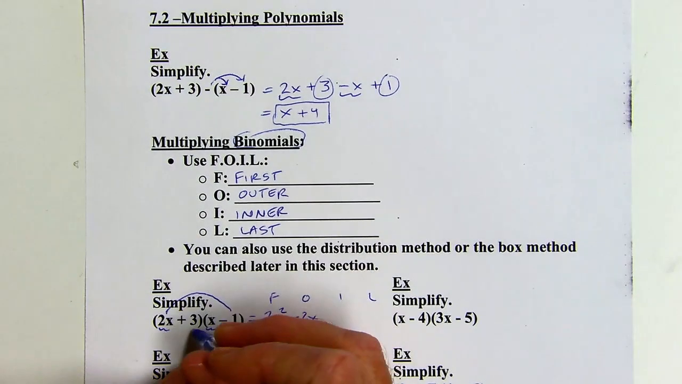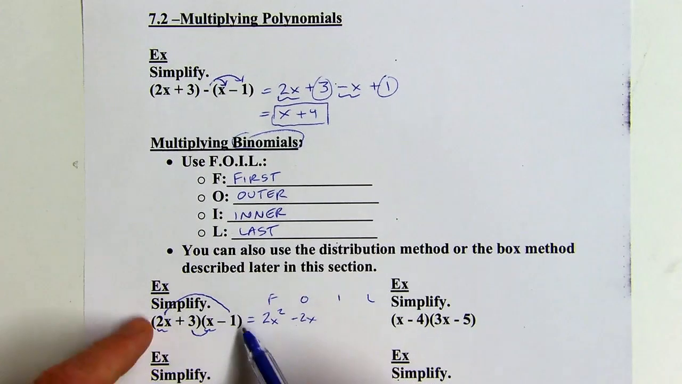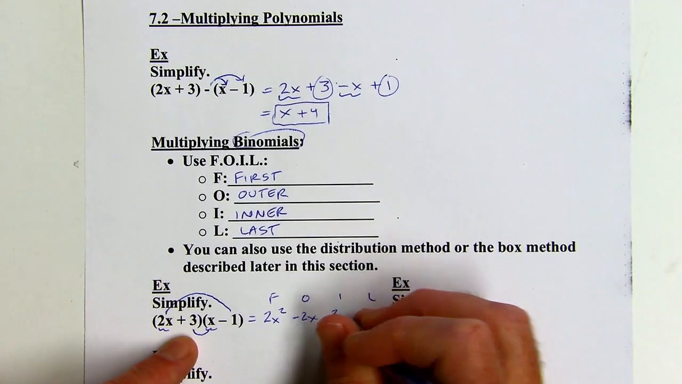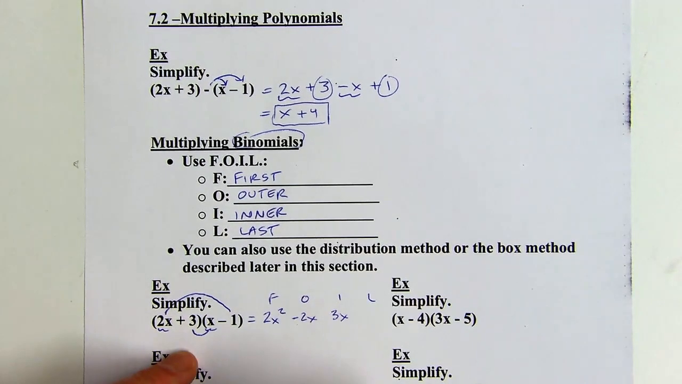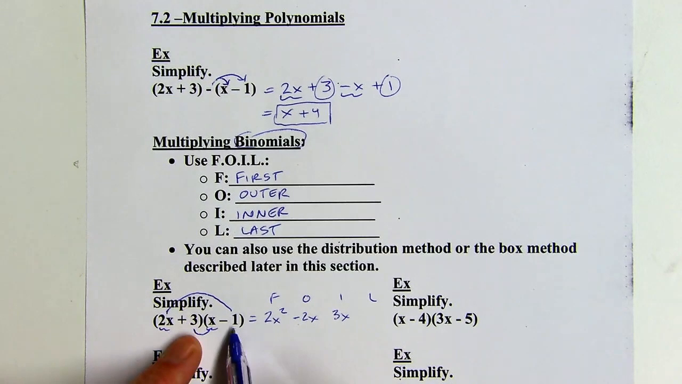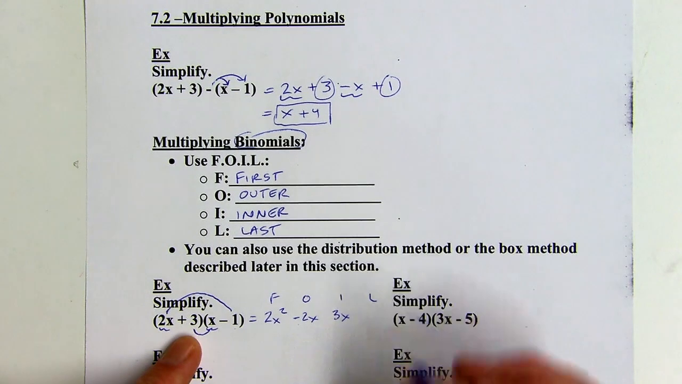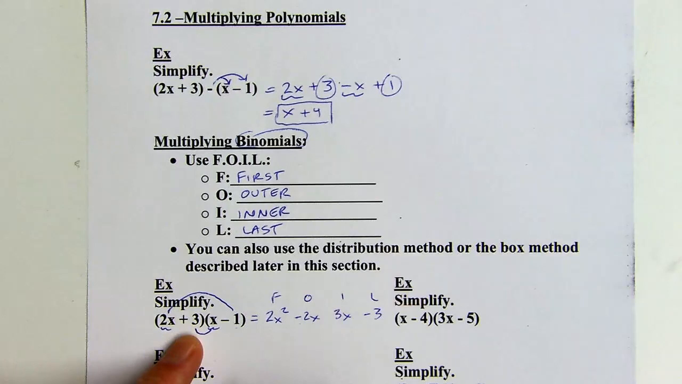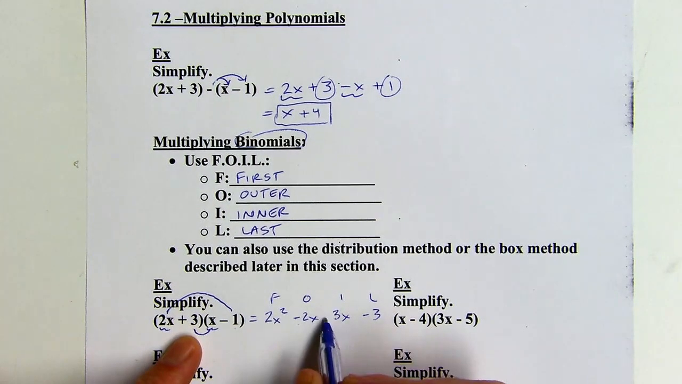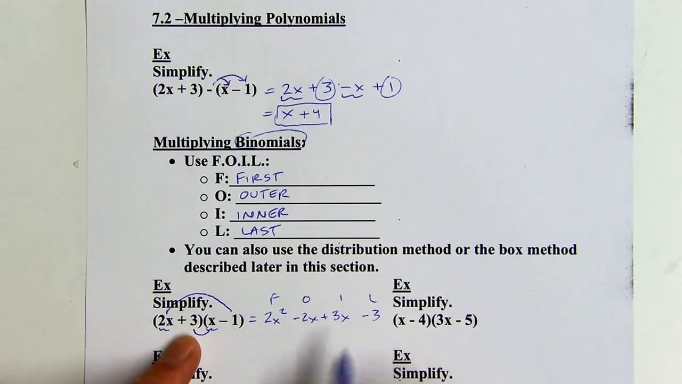Okay, and then I'll do the inner. That means the two on the inside. So 3 times x is 3x. And then last, I'm taking the two pieces at the end of their respective parentheses. So that would be the 3 and the negative 1. And I'm multiplying those together. 3 times negative 1 is negative 3. Okay, and these are going to be all the terms. So I need to put in a plus here to separate those two terms in the middle.